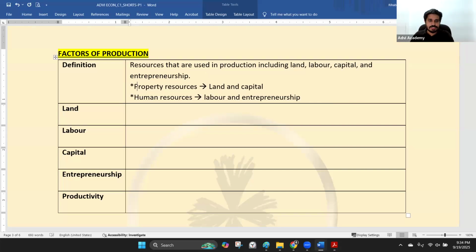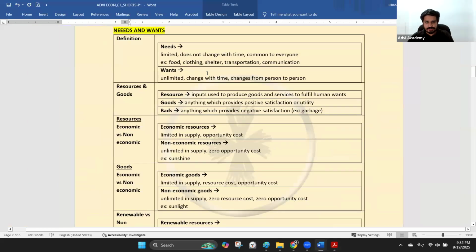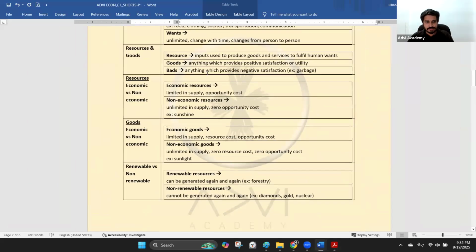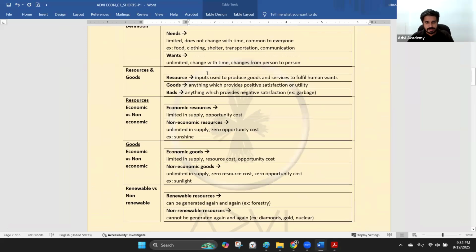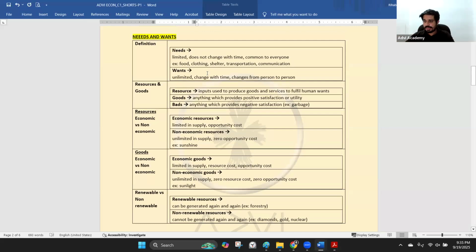Property resources, human resources. I gave you time to take a screenshot of the previous one, right? Did I give you time? Sorry, I forgot. Let's take a screenshot of this. Hold on. This has to go into your file. Five seconds, please. 5, 4, 3, 2, 1. Okay.